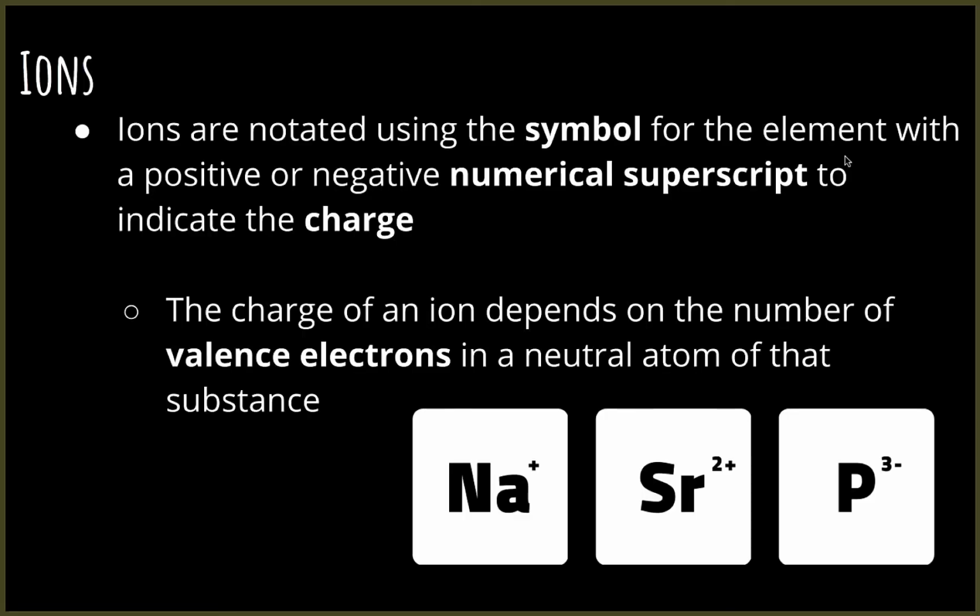So in our example here, sodium becomes positively charged, so that means it's lost 1 electron. Strontium gets a +2 charge because it's lost 2 electrons, and then phosphorus becomes a -3 because it's gained 3 electrons.